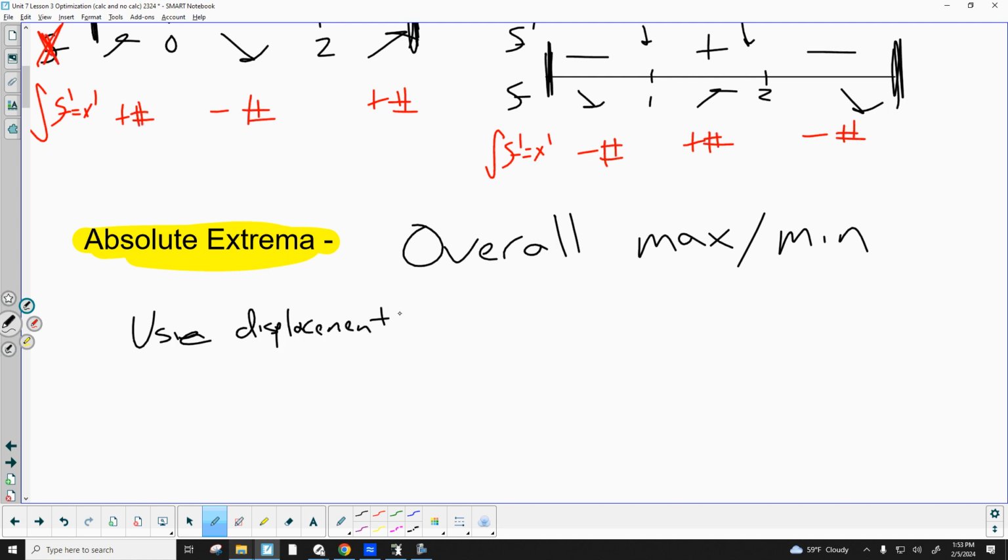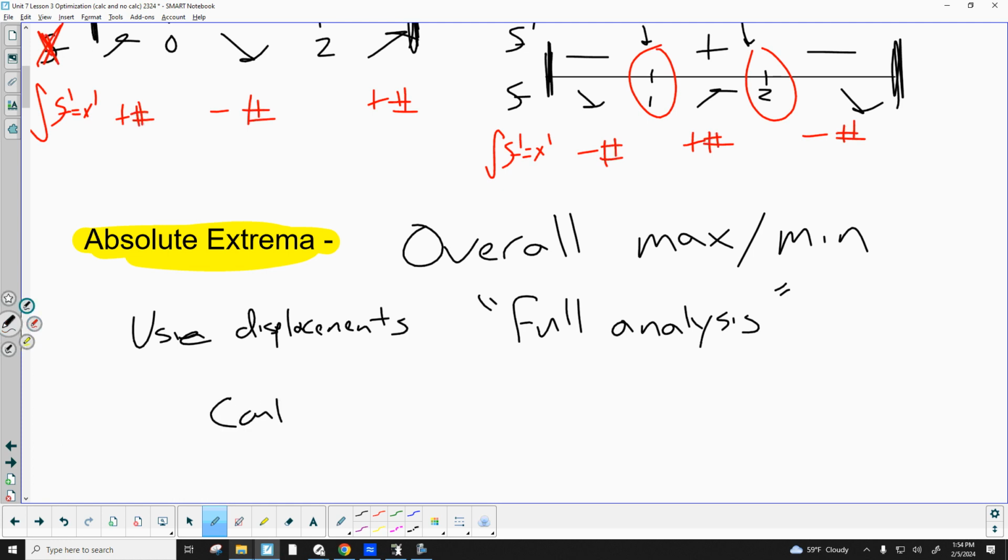Which now I'm just going to call a full sign analysis. There's no more layers, thank goodness. Like, that's it. After doing a full analysis, your maxes and mins overall will either be when your derivative equals 0, these points that we found before that we'll find again and again, but we also could have a max or a min at an endpoint. So I'm going to say the overall maxes and mins using displacements in my full analysis, they could be when my derivative equals 0 or an endpoint.